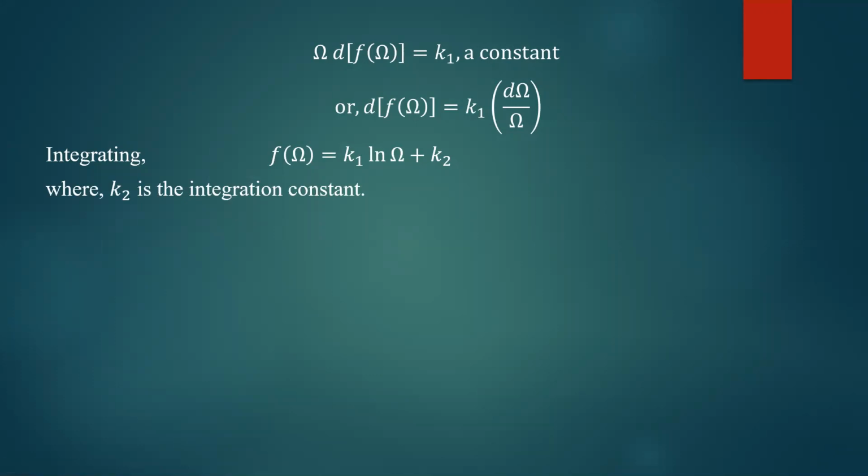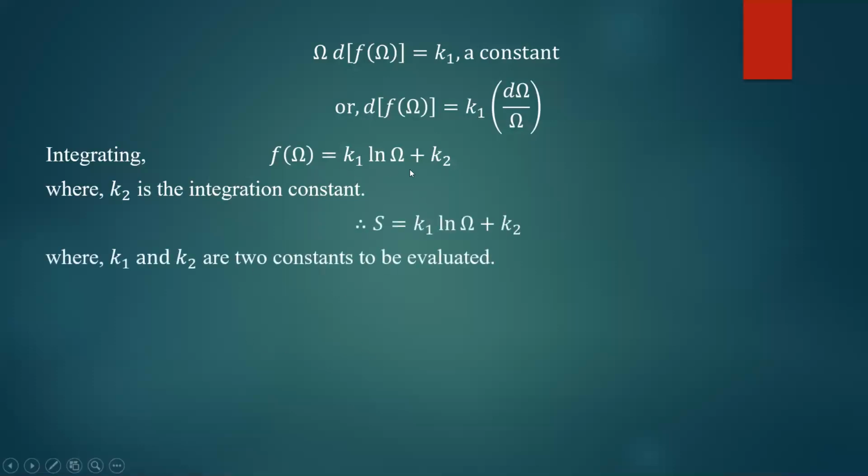Now to find the values of k1 and k2, before that, what you can do? You know that the function of omega is an entropy. We know that S is a function of omega. Therefore, I can replace this left-hand side by entropy S. Therefore, you will get entropy S is equal to k1 ln omega plus k2. So this is the relation between entropy S and omega. But we should calculate the values of k1 and k2 now.